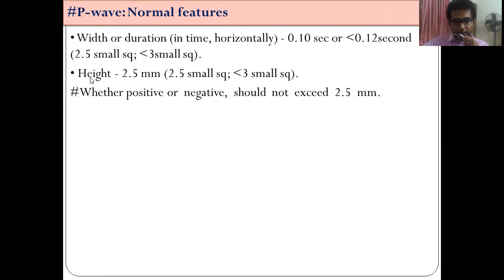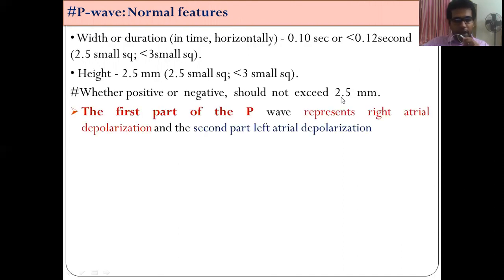Now the next feature is height. The normal height is equivalent to 2.5 millimeters, that is 2.5 small squares, or less than 3 small squares. Whether the P wave is positive or negative, it should not exceed 2.5 millimeters. That is very important. And I have already told you the first part of the P wave represents right atrial depolarization, and the latter half of the P wave is produced by left atrial depolarization.